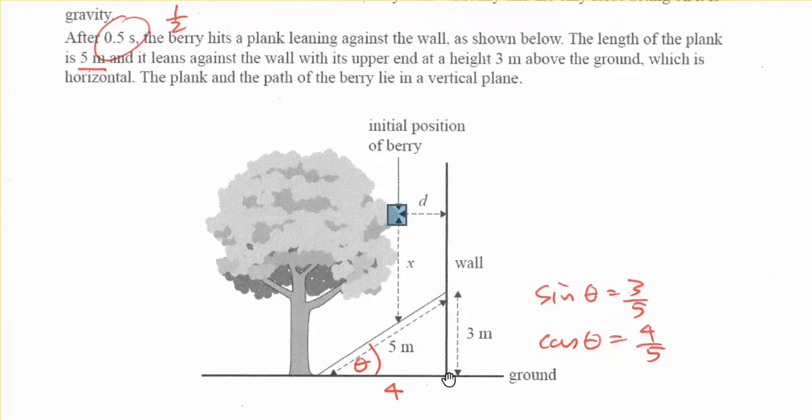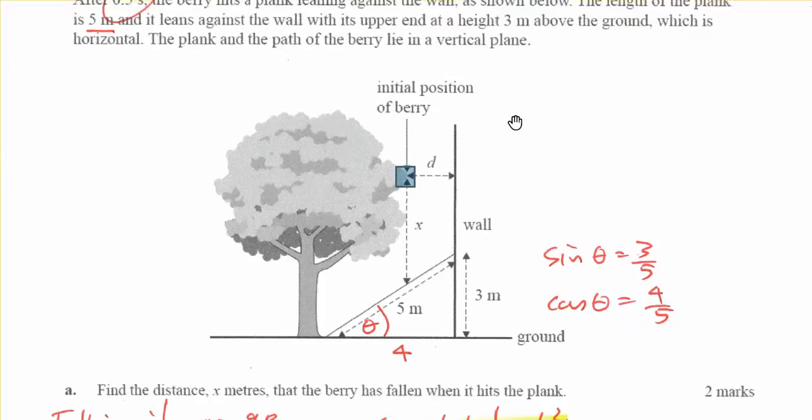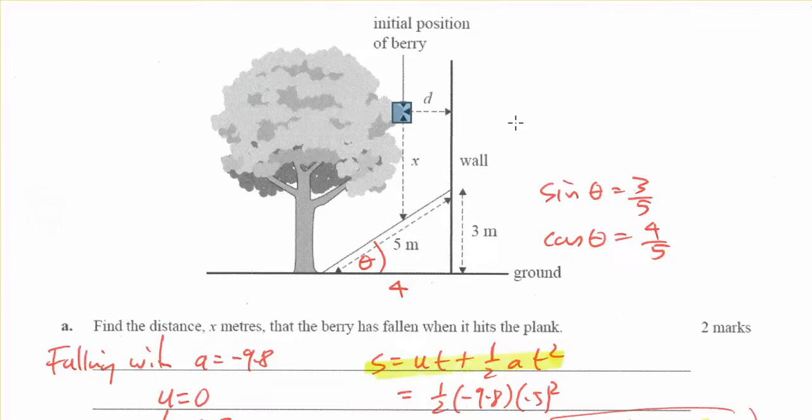First thing I can think of, because the triangle is a 3 and a 5, then Pythagoras' theorem tells me that that's 4. So of the angle theta that I've marked, the sine of theta is 3/5 and the cos of theta is 4/5. This is 3 meters. Okay, so I've got that information. Find the distance in meters that the berry falls when it hits the plank.